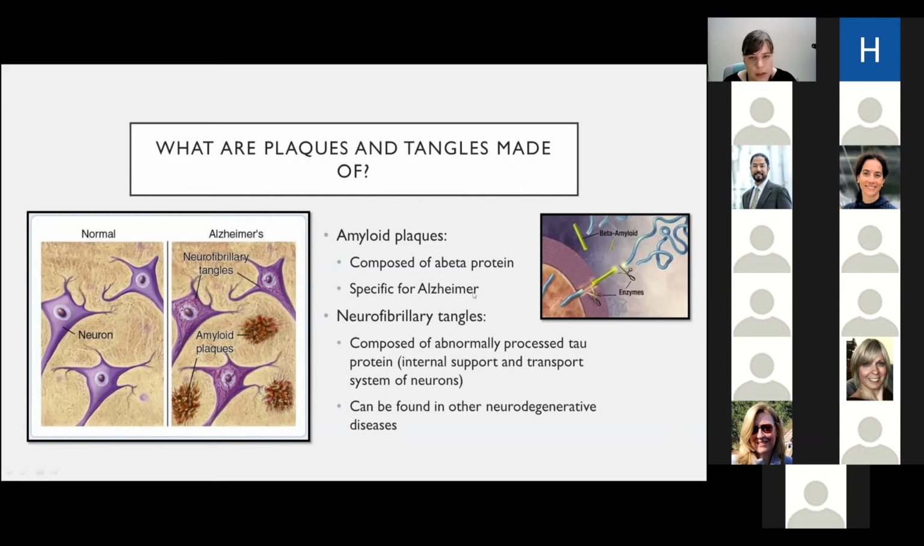The other thing about these amyloid plaques is that they are specific for Alzheimer's. No other neurodegenerative diseases have these senile neuritic plaques that I showed you.